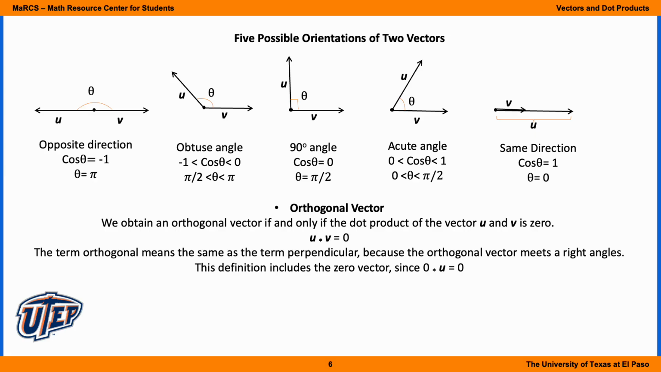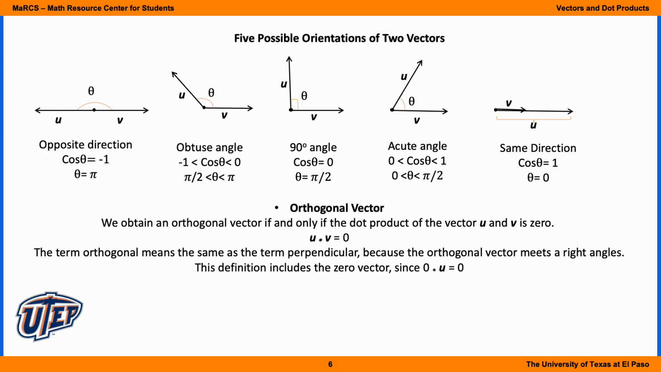Now, the third possible orientation is when the two vectors form a 90-degree angle. That happens when cosine of theta is equal to 0, so theta is equal to pi over 2. Now, the two vectors can also form an acute angle. That happens when cosine of theta is greater than 0 and less than 1, and that happens when theta is greater than 0 and less than pi over 2. And then lastly, the two vectors can be going in the same direction, and that happens when cosine of theta is equal to 1, which implies that theta is equal to 0 for that case.